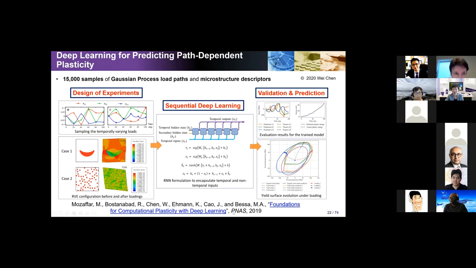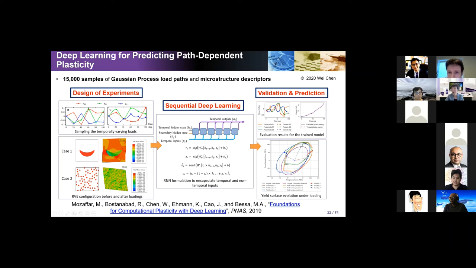So this is a paper also published in PNAS that uses a sequential deep learning approach, right? The recursive neural network. And the data sample is very large, like 15,000, but it's not very expensive to do the simulation, okay? We could actually gather lots of data points upfront. This is called offline simulation. And then once we build this relationship, we found the validation and the prediction match exactly, okay? The accuracy is superb. And once we build such a relationship of the material law, we could derive the yield surface evolution under different loading.